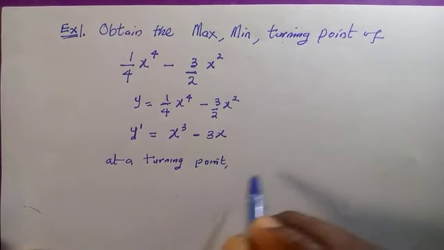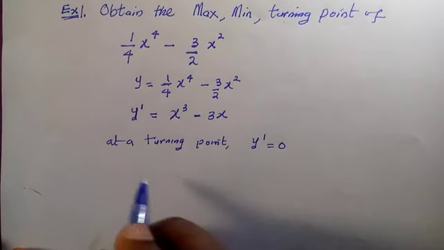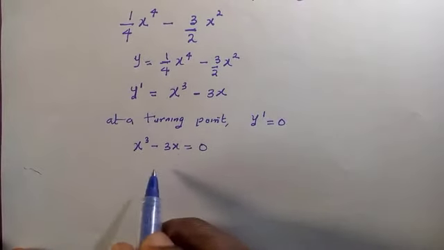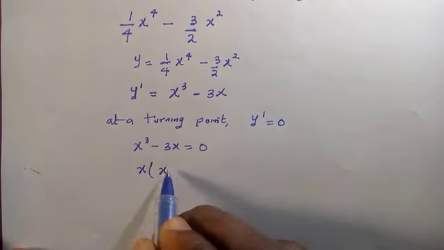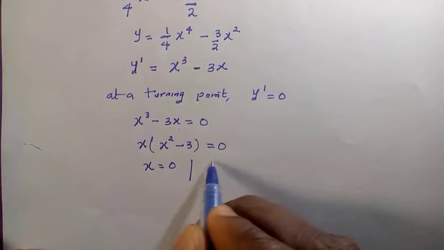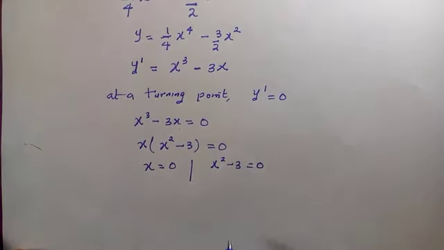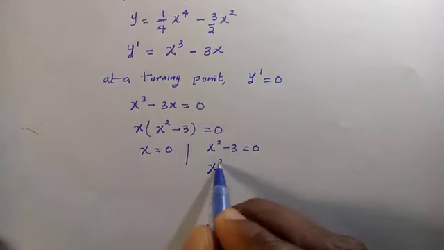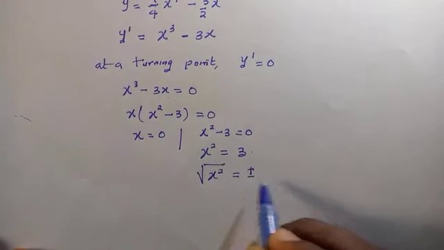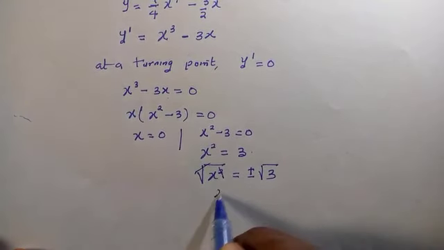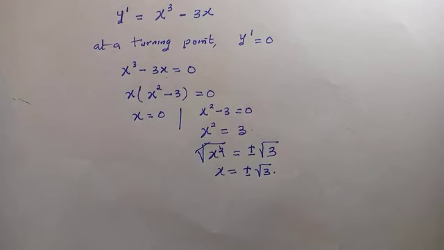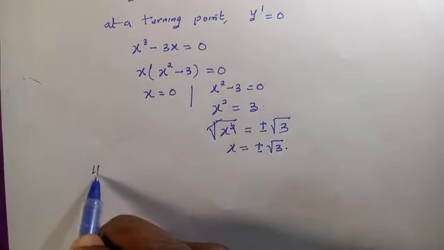We know that at the turning point, y prime equals 0. I made the derivative equal to 0, dy/dx equals 0. So we have x cubed minus 3x equal to 0. Here we are going to get 3 values because the power of x is 3. By taking out x, we have x times (x squared minus 3) equal to 0. Then x equals 0 or x squared minus 3 equals 0. Taking 3 to the other side, x squared equals 3, and taking the square root of both sides, we have plus or minus the square root of 3. So x equals plus or minus root 3. On getting this, you see that we obtain 3 different roots: 0, plus root 3, and minus root 3.